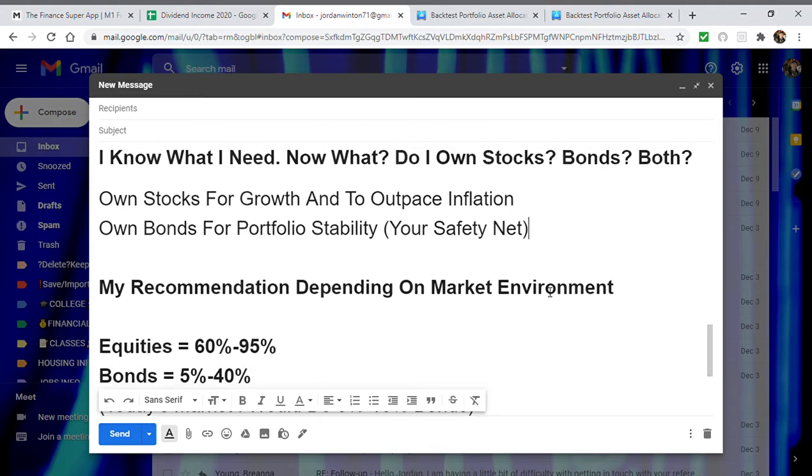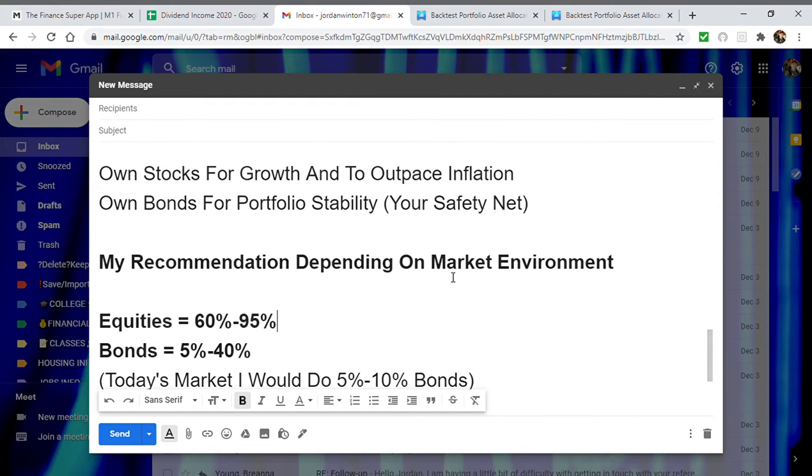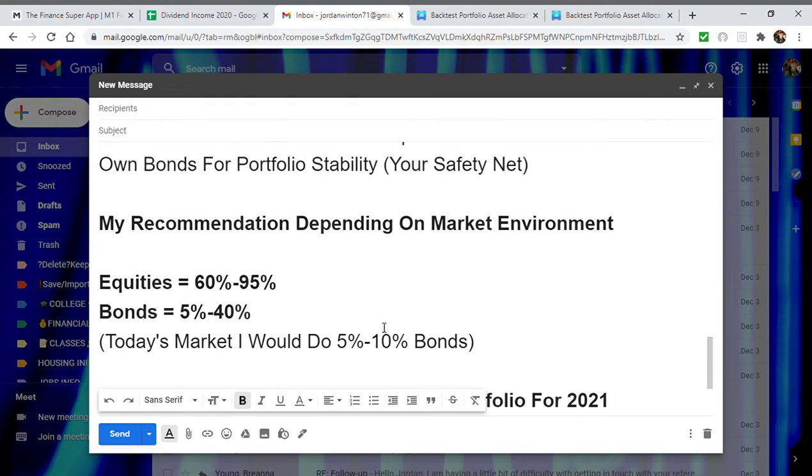Now, my recommendation, depending on market environment, is that you should traditionally have about 60 to 95% of your portfolio in equities because you need a lot of growth, even in retirement. And then bonds should make up, once again, depending on the market environment, about 5 to 40% of your portfolio. Now, in today's market, in a, quote, yieldless environment, you have interest rates at literally 0%. Bonds are the worst investment you could possibly do right now. So in today's market, I would do about 5 to 10% in bonds, no more.